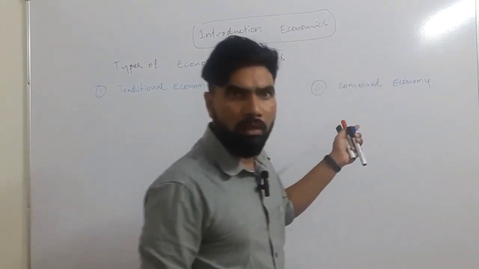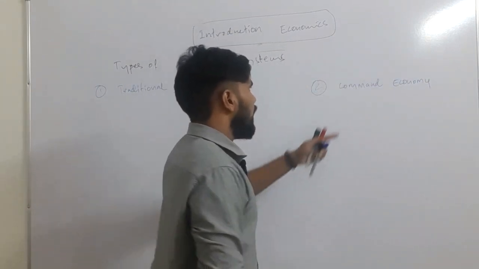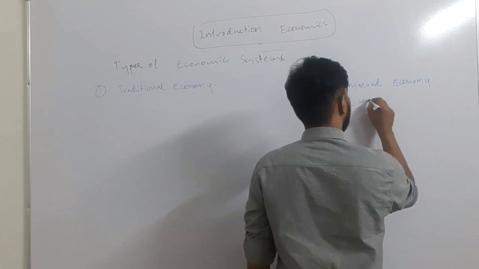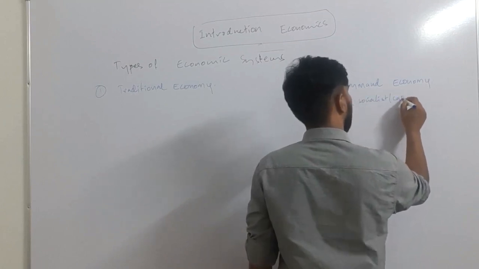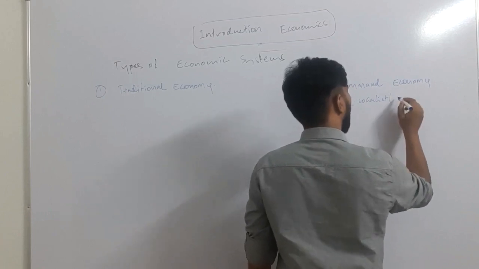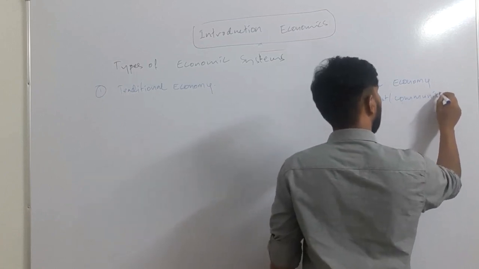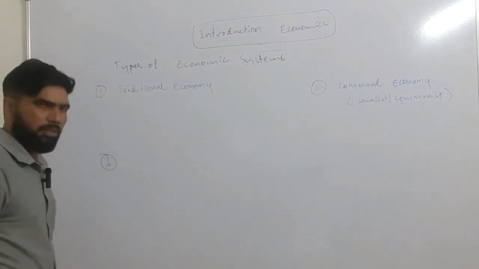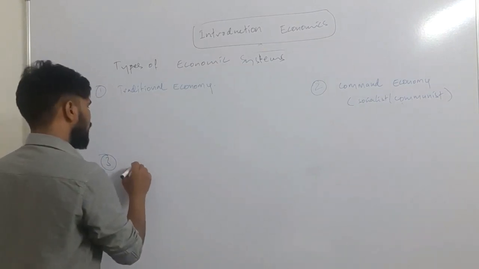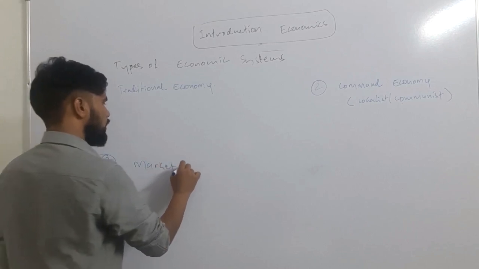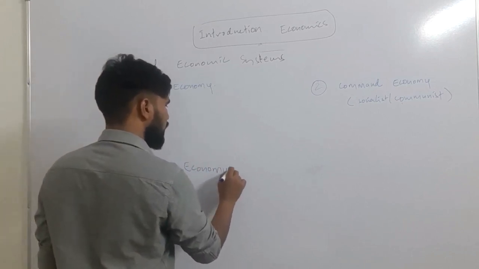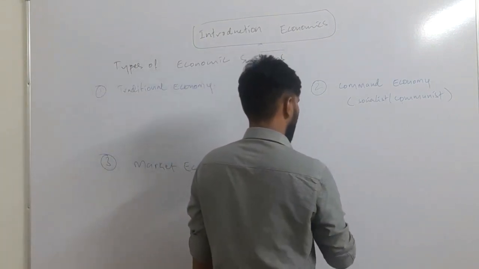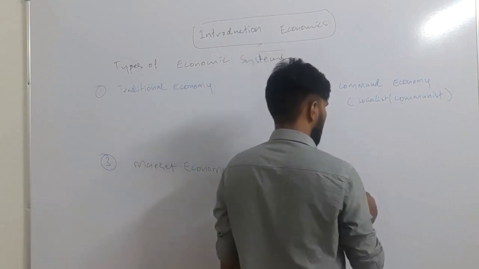Is it visible? Yes, it is visible. Command economy. Alternatively, we can also call it a socialist or communist economic system. The third economic system is the market economy. There is an alternative name for this; try and answer that. And the fourth system is the mixed economy, or mixed economic system.